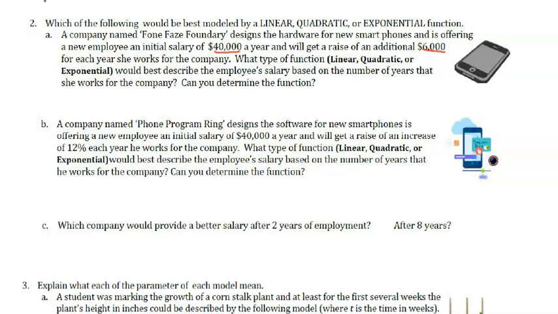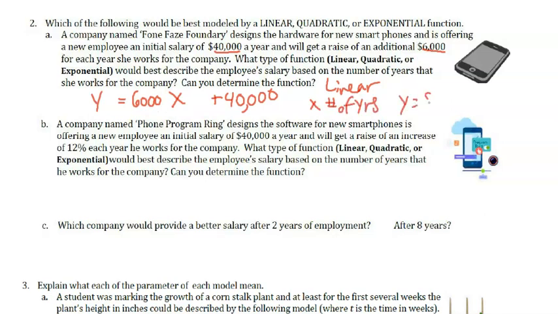Can you determine the function? So for this one, she gets $6,000 each year after she works for the company. So that's going to be linear. And 40,000 is the original amount, so we're going to put plus 40,000. The slope would be 6,000. That's the rate of change, how much she gets added each year. So x represents number of years, and then y equals salary.